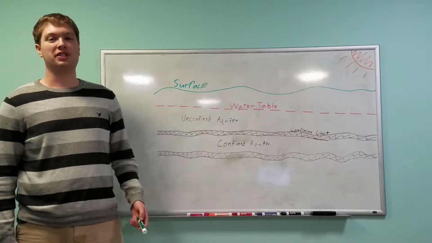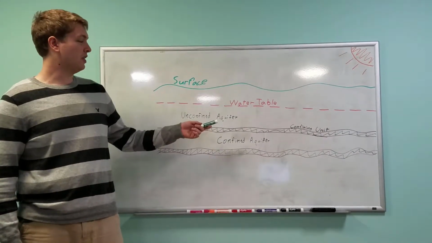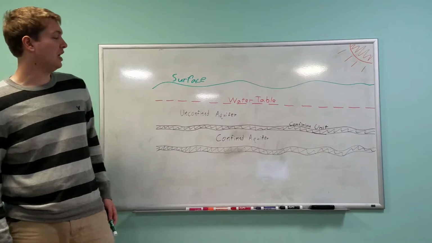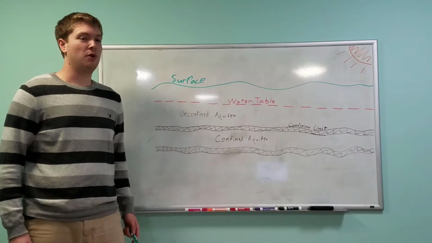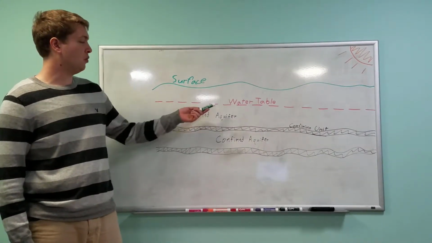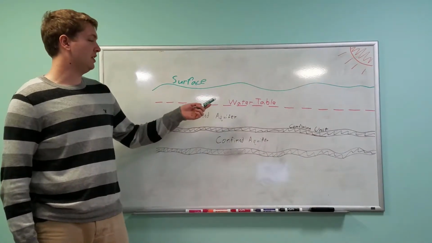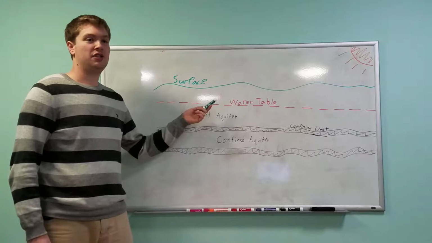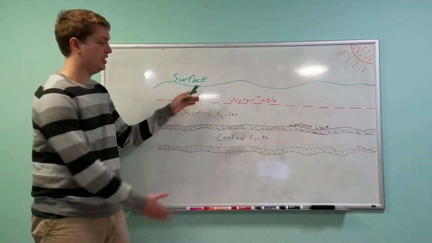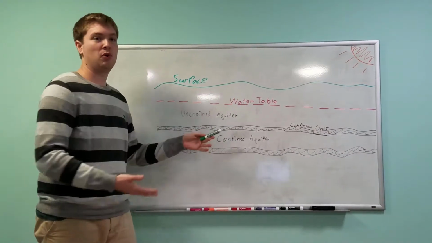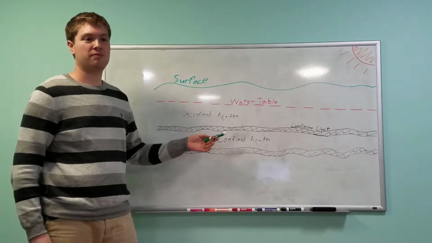So the first topic we'll be discussing today are the different layers of the subsurface. As you can see here, I have a diagram of this. So the first one of these layers is called the water table. The water table is the topmost part of what is referred to as the zone of saturation. Now, the zone of saturation is this entire area here where all the porous media is saturated by water.